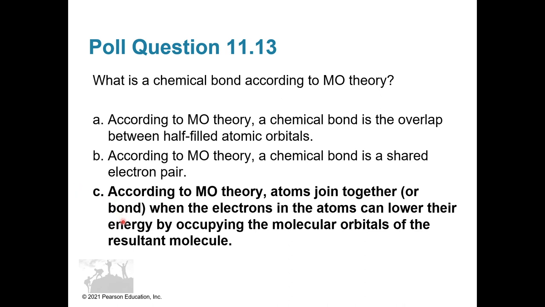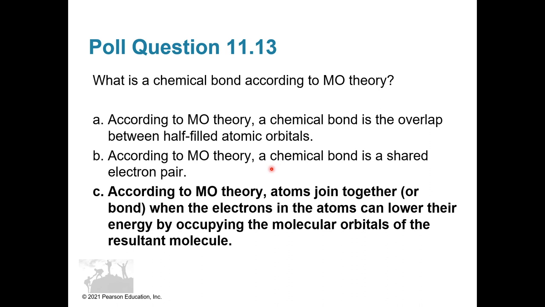So the one thing that all three theories have in common is that when bonds form, the energy gets lowered. So the key phrase that you need to look out for is molecular orbitals. You'll only find this phrase in the molecular orbital bonding theory. Let's take a look at the other two choices. So here they talk about the bond being an overlap between half-filled atomic orbitals. That is valence bond theory. Okay, so make sure that you have that phrase down.